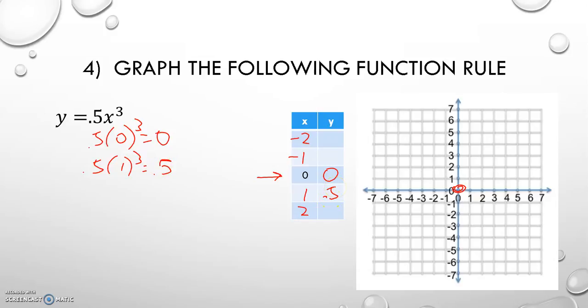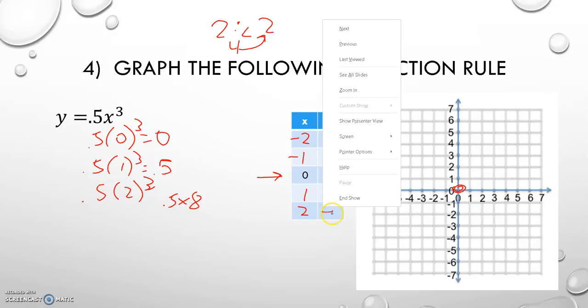If I plug in a 2, it's going to be 0.5 times 2 to the third. And so 2 to the third means 2 times 2 times 2. 2 times 2 is 4. Then I'm going to take that 4 times 2, which is going to give me 8. So this is like 0.5 times 8. That's half of 8, which is 4.